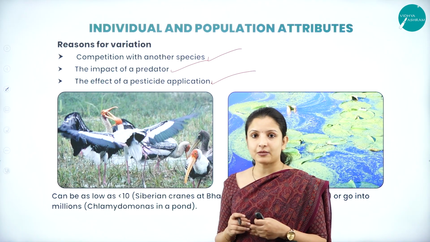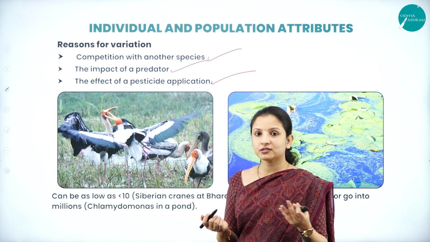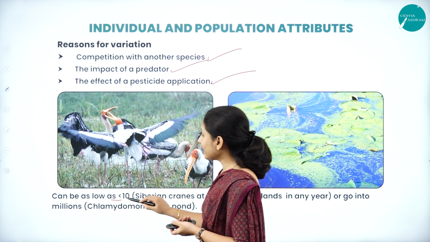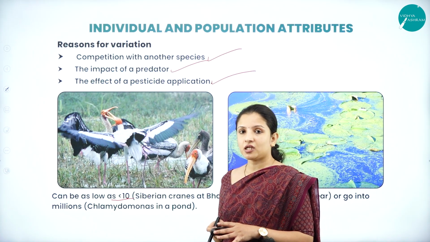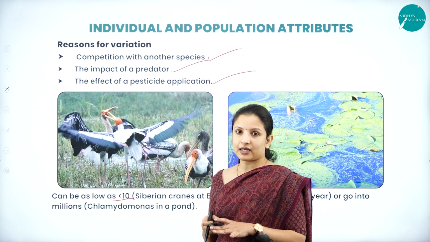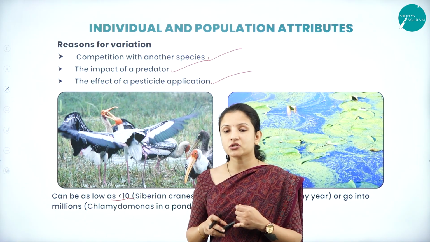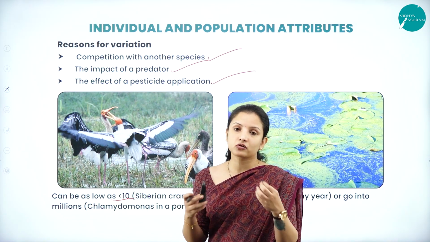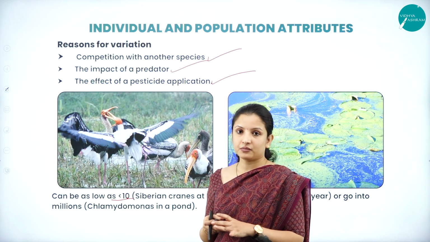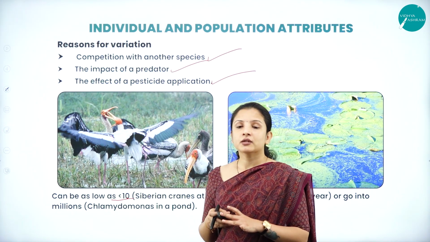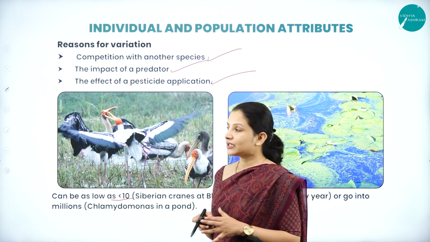So here there are some examples that we can take. The variations can be as low as less than 10. Siberian cranes at Bharatpur wetlands: every year their population keeps on declining. Why? It is because of human intervention, habitat loss and fragmentation, which is causing a threat to the migratory birds. So every year in Bharatpur National Park, which is a bird sanctuary, the migratory birds that come there are decreasing in population.